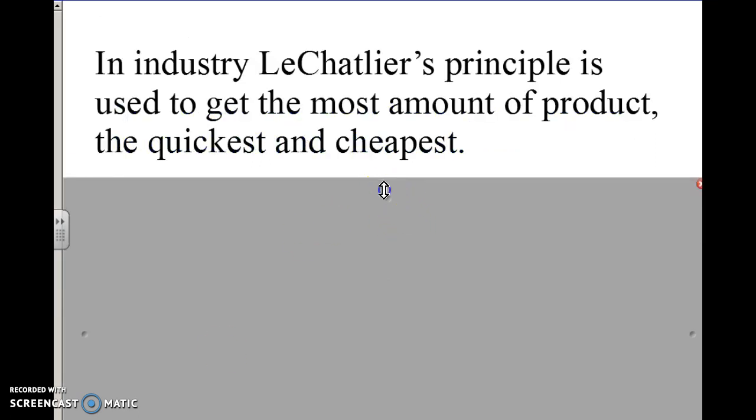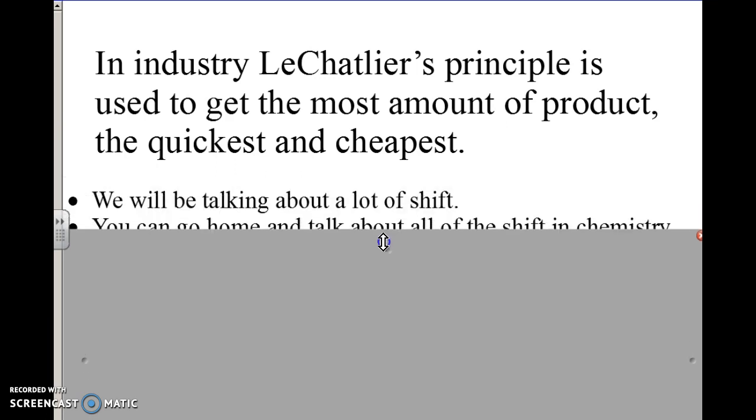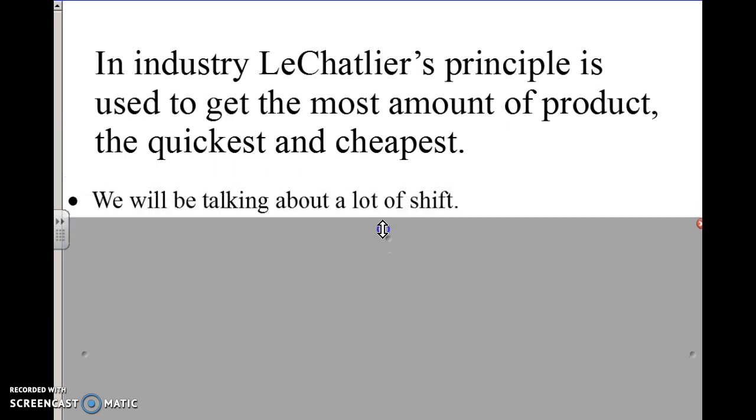In industry, Le Chatelier's principle is used a lot to get the most amount of the product, the quickest and the cheapest. So today we're going to be talking about a lot of shift.